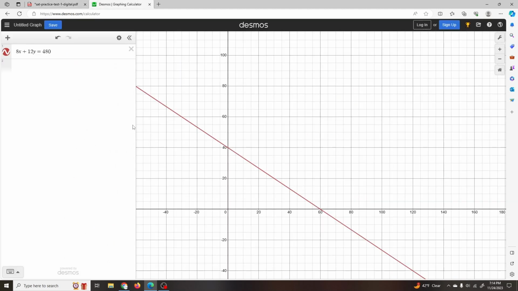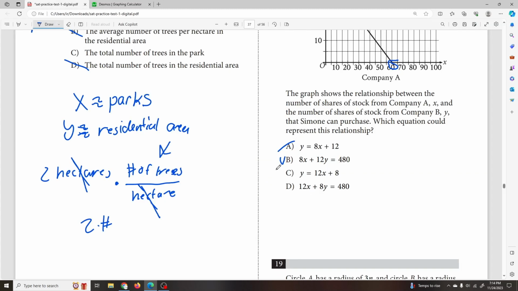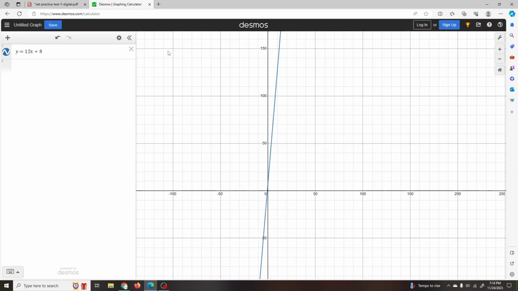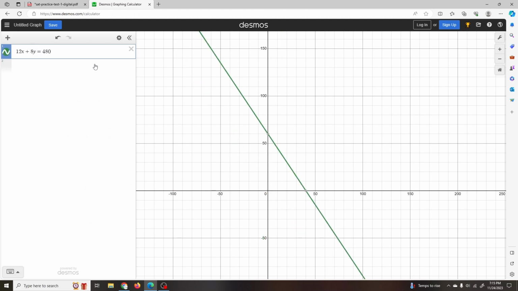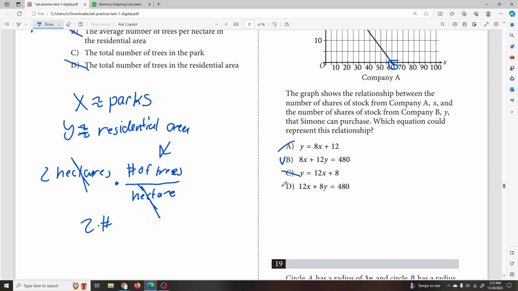Let's move on to C. Y is equal to 12x plus 8. Once again, it's sloping the wrong way. It's the wrong shape. This is wrong. And finally, here we have 12x plus 8y is equal to 480. And over here, we have an issue. We have two choices that look pretty much the same. Graphically speaking, we don't know how to differentiate between them.